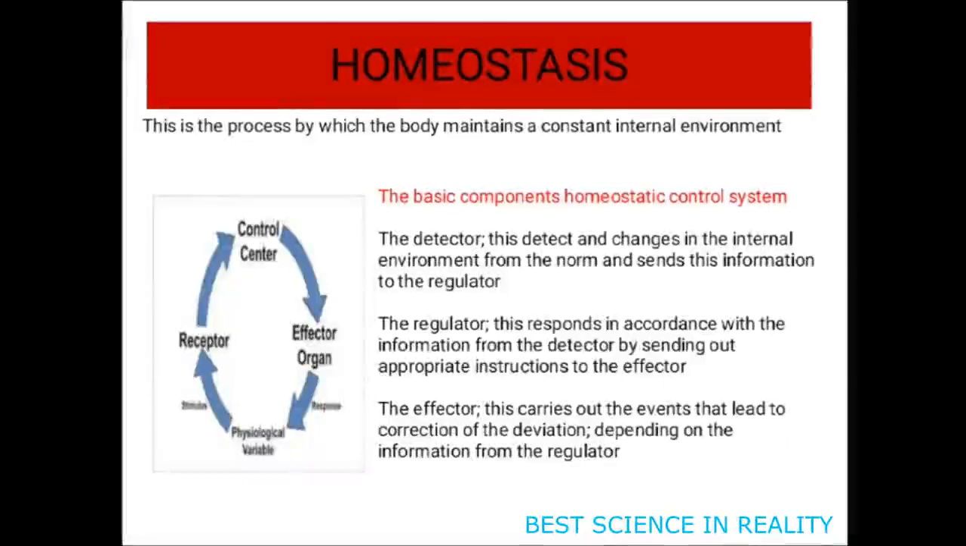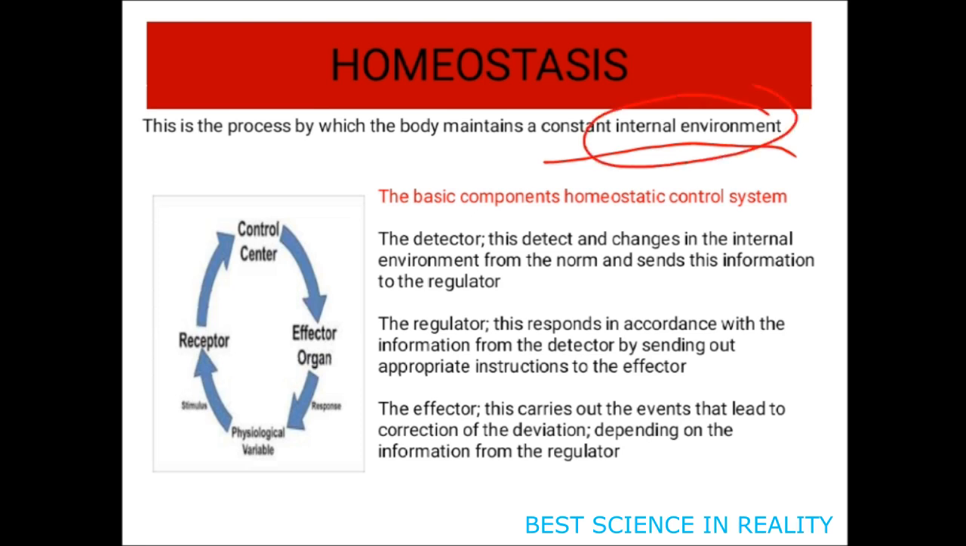Hi guys, we are going to look at homeostasis and we are going to understand this topic under biology. We are saying homeostasis is the maintenance of a constant internal environment. So when we talk about maintaining a constant internal environment, it means we are talking about homeostasis. And what do we mean by this term internal environment?